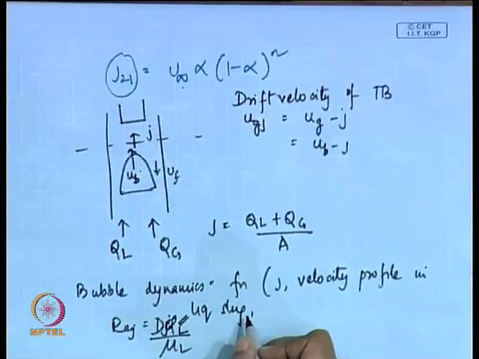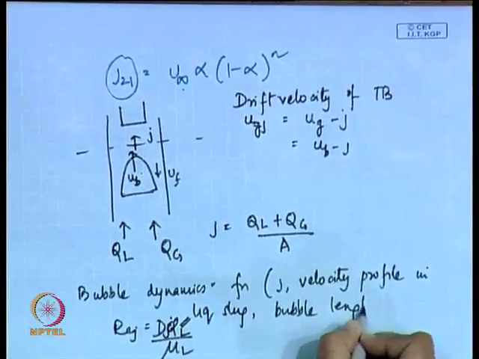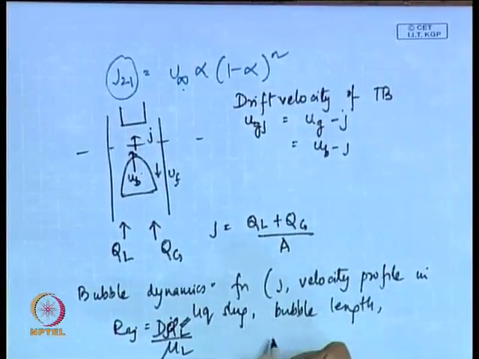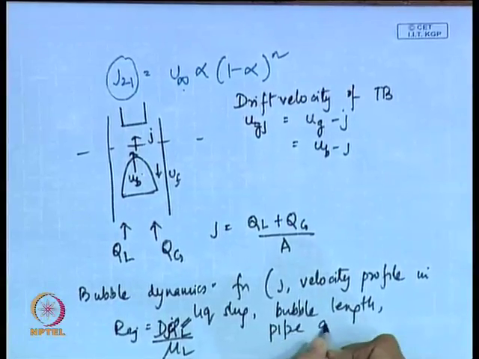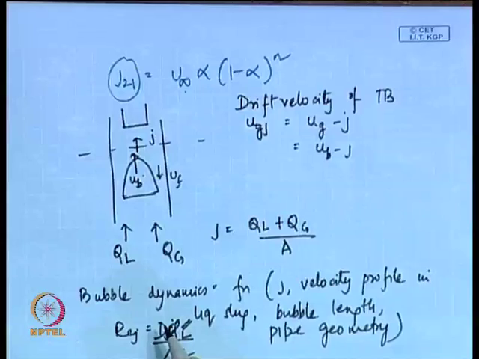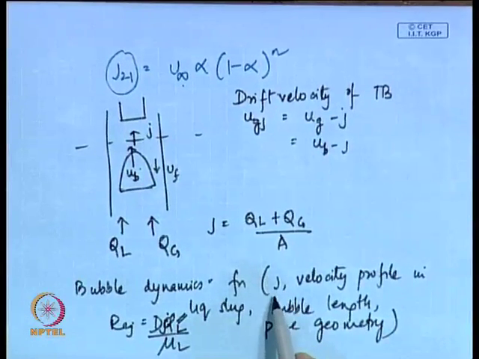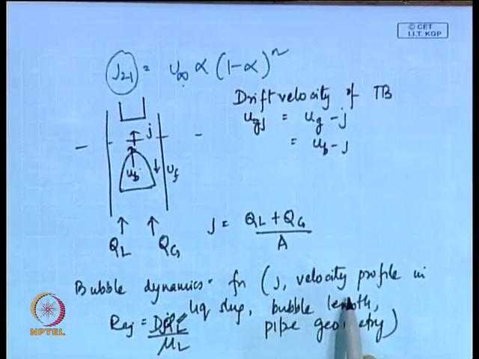the corresponding velocity profile in the liquid slug, then it should also depend upon bubble length and pipe geometry. Usually it depends on these factors, isn't it? Because bubble dynamics means the rise of the bubble with respect to the surroundings. So, therefore, that should definitely depend upon the liquid which is flowing ahead of it, because depending on that velocity the bubble will rise faster or slower.